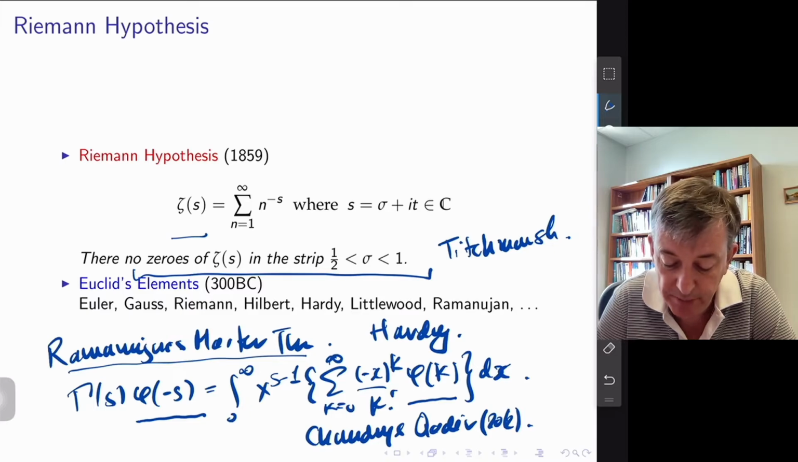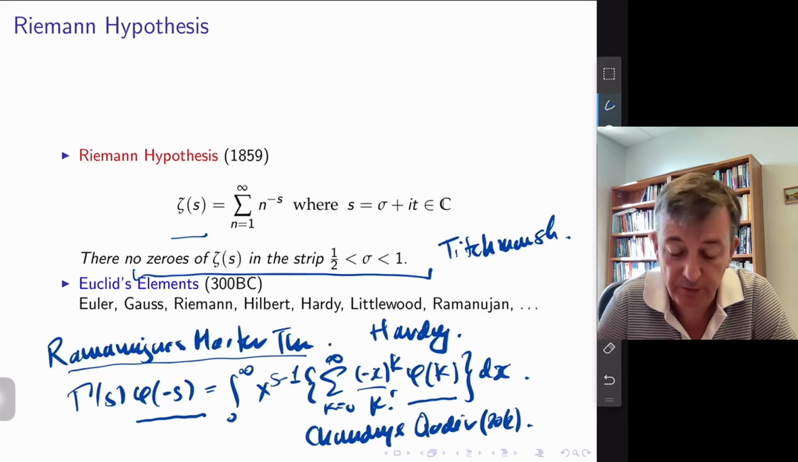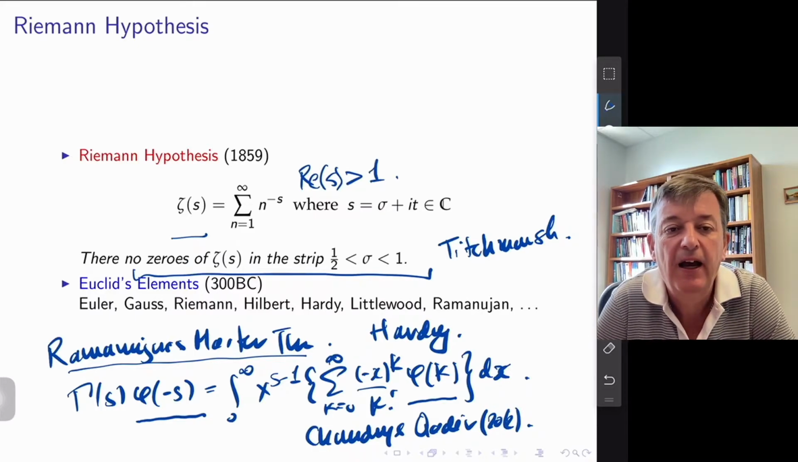So knowledge of these power series coefficients for k bigger than 0 tells us knowledge about the function at values of minus s. So that's one of the techniques I like to use for analytical continuation. And remember that I can only really make sense of that sum when real s is bigger than or equal to 1.